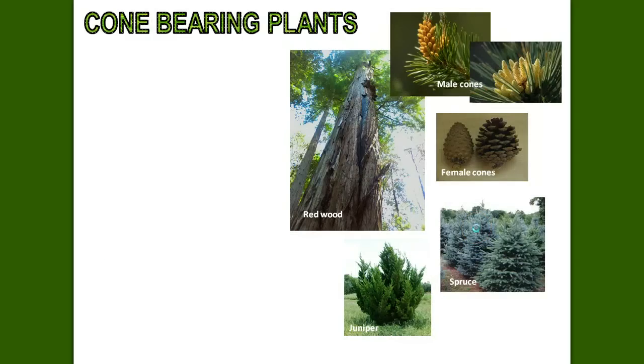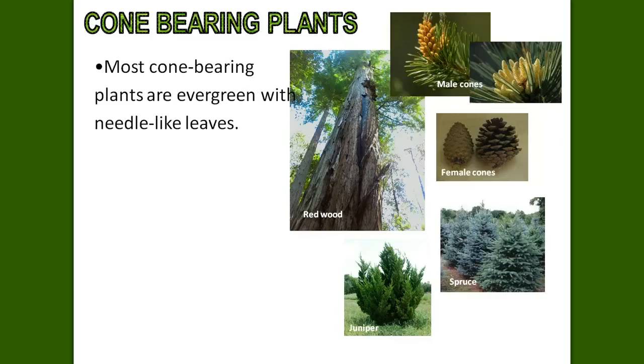What's the difference between cone-bearing plants? Most cone-bearing plants are evergreen with needle-like leaves. What does it mean to be evergreen? It means it doesn't matter if it's summer, winter, spring, or fall. They can be green all year long, just like these spruce trees. Some children call these Christmas trees. It's because sometimes that's what people use them for, but it is a spruce tree just the same. And then there's pine trees, and different trees are used for holidays. Most cone-bearing plants are evergreen with needle-like leaves. These are needle-like leaves. Isn't that funny? They're called leaves.